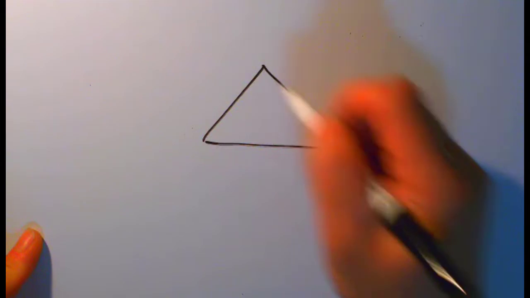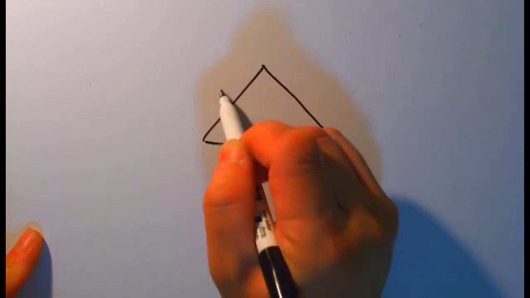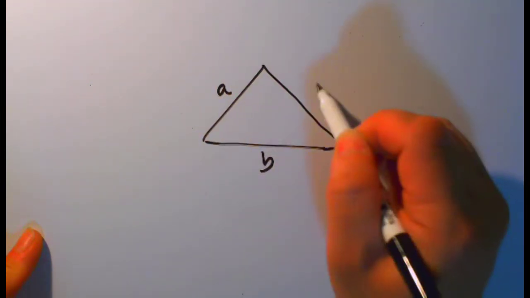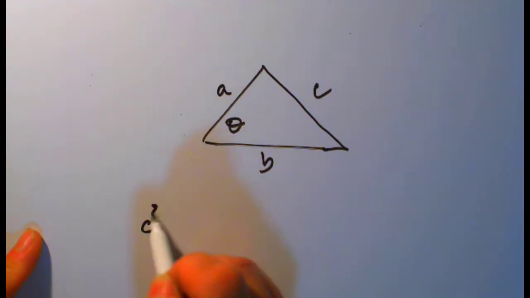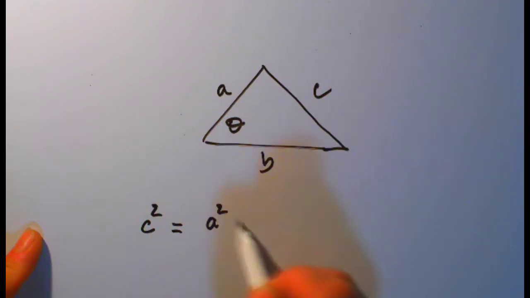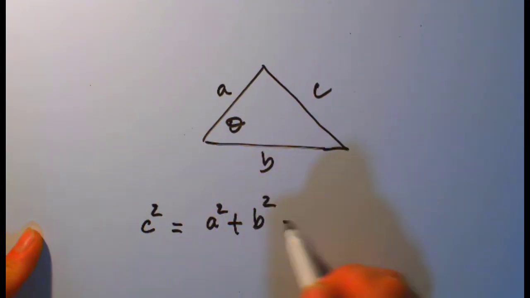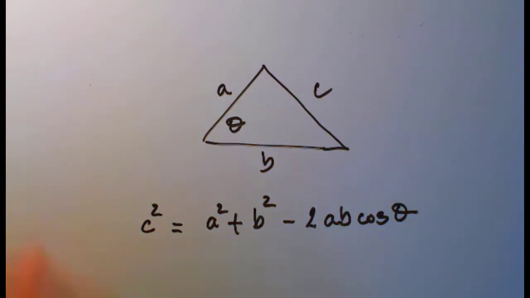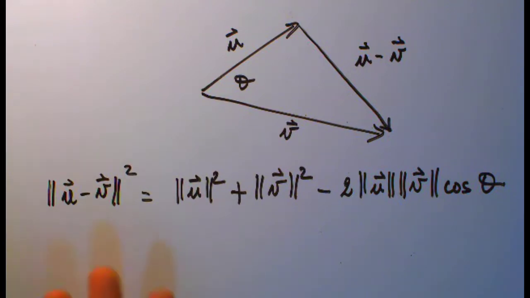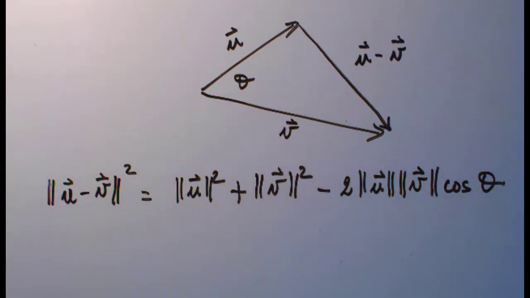Quickly, if you need a reminder, back in trigonometry, if this is length A, length B, and length C right here, and the angle theta between A and B, then the law of cosines says C squared equals A squared plus B squared minus 2AB times cosine of theta. That's what we learned back in trigonometry. And that's how we bring that into this particular proof right here.